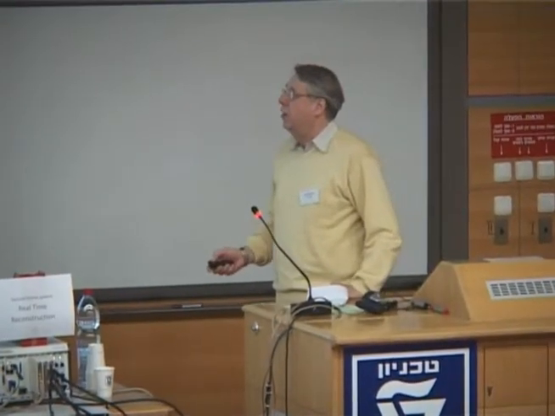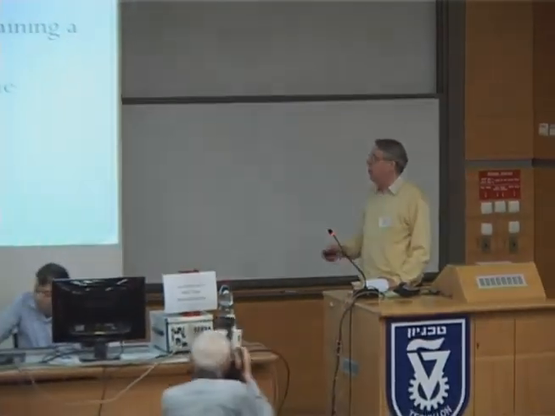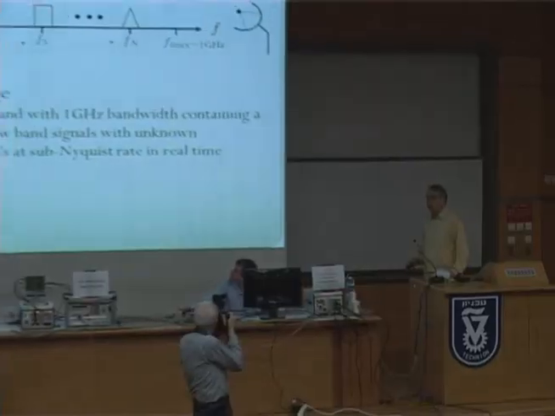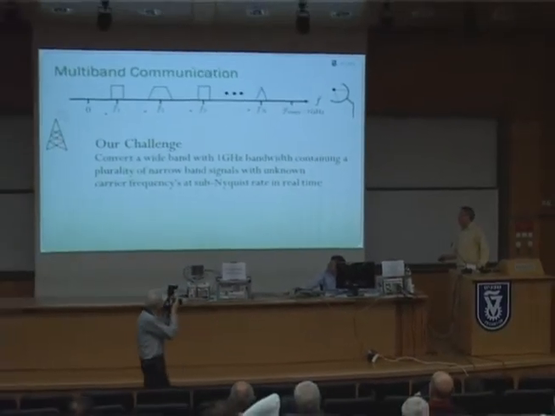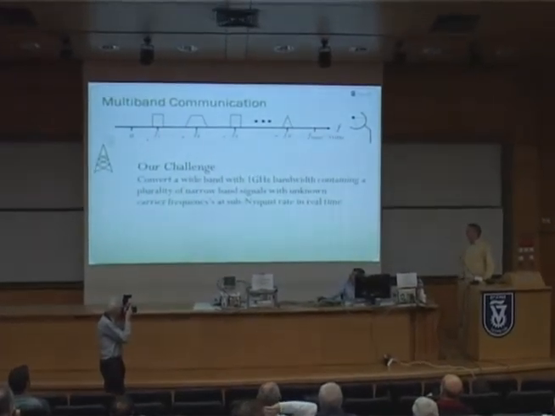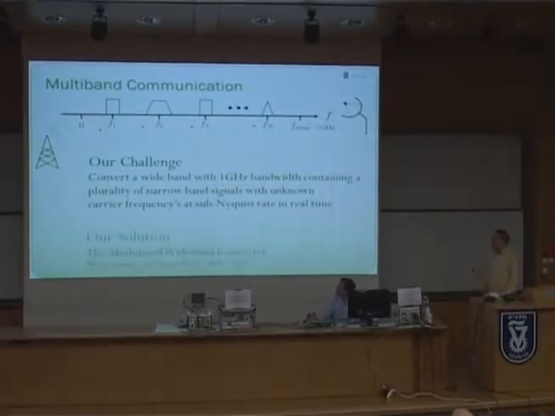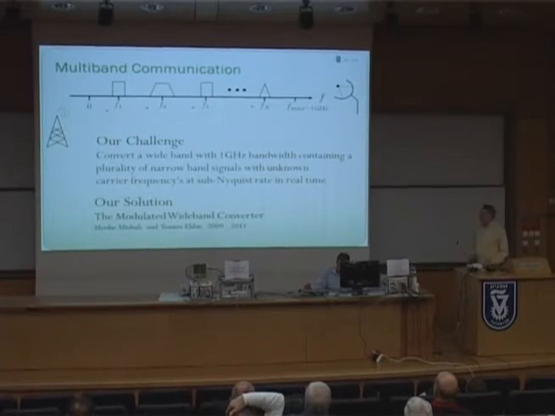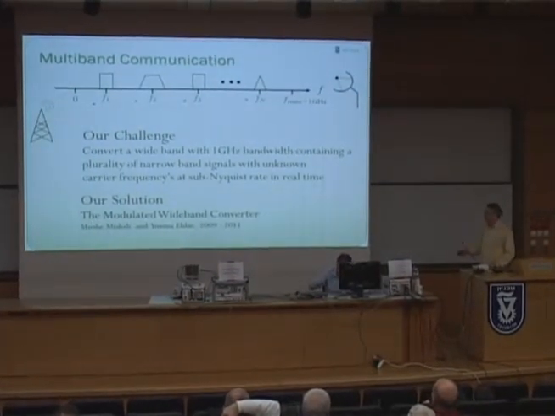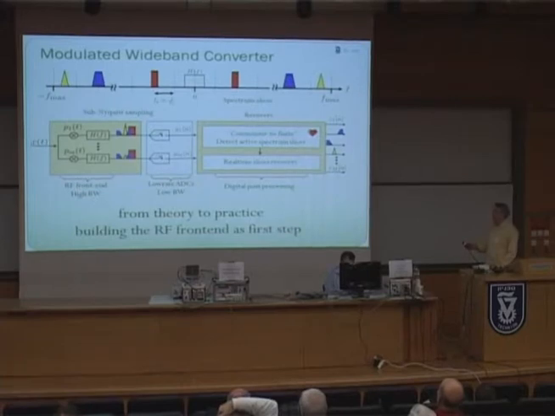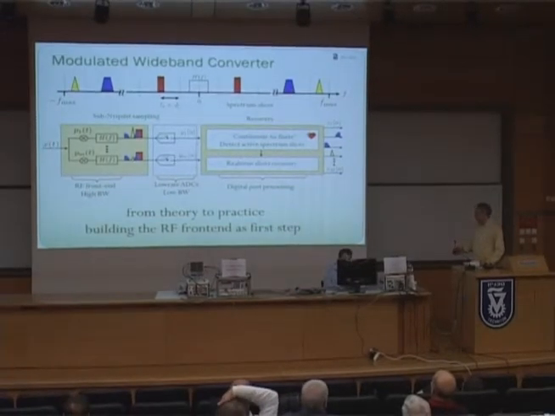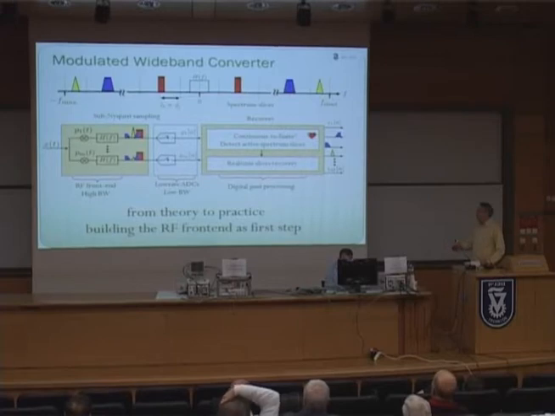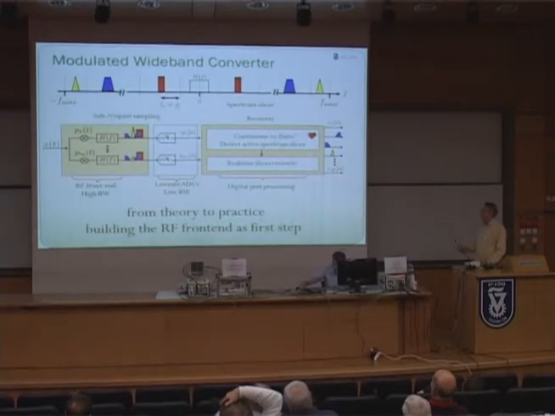The problem is sampling a wideband signal of about 1 gigahertz with a number of band-limited signals. We want to sample this at a sub-Nyquist rate, and the solution we have heard about before was the modulated wideband converter. This picture we have seen before, and what we really want to do here as a first step was to take the front end and make out of it some real hardware.